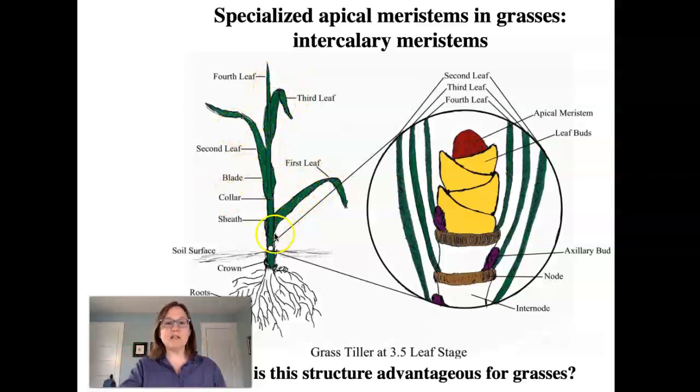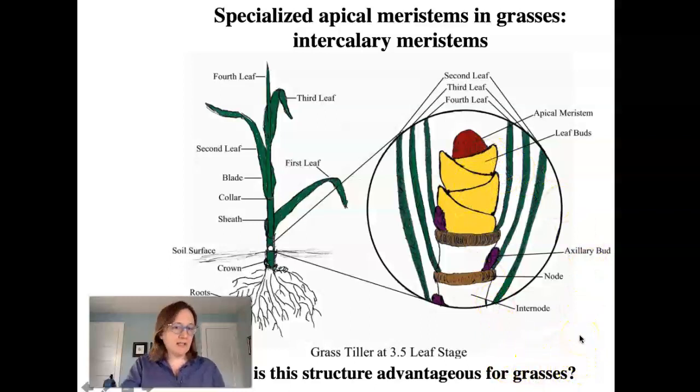And if you look really closely down at the base here, and this is blown up over here on the right, you can see all of the little nodes with the axillary meristems and the leaves coming out. And the apical meristems are tucked way down in the center here. So it's protected. And I'll let you answer this question. Why might this particular arrangement of apical meristems be advantageous for grasses?